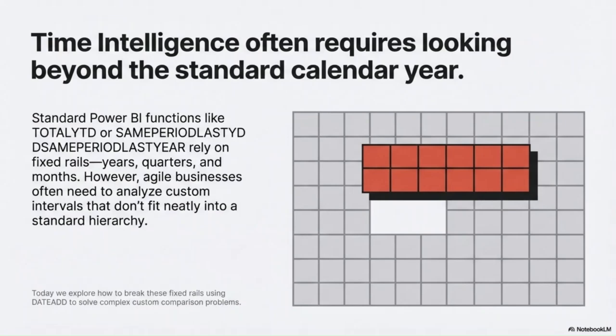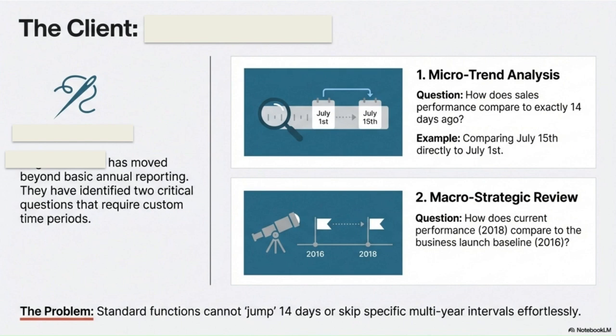Welcome back. Time intelligence in Power BI often goes beyond the standard calendar year. While Power BI provides built-in functions like TOTALYTD or SAMEPERIODLASTYEAR, these work only on fixed intervals like months, quarters, or years. But in real business scenarios, we often need custom time comparisons like comparing 14 days ago or jumping multiple years dynamically. In this video, we'll explore how DATEADD helps solve these advanced time intelligence challenges.